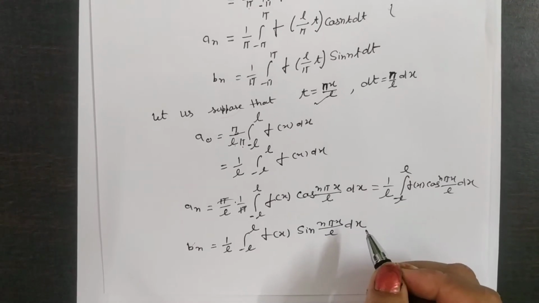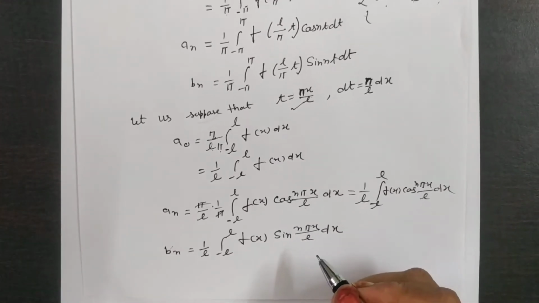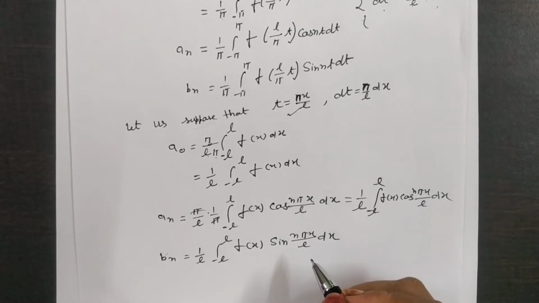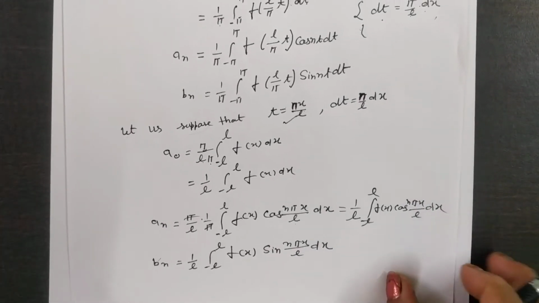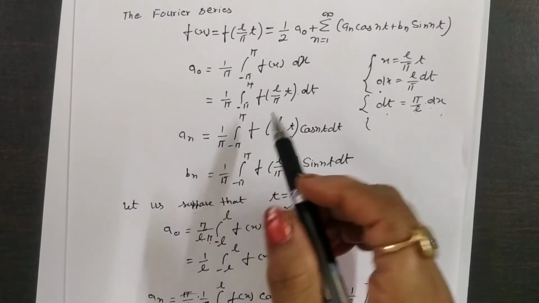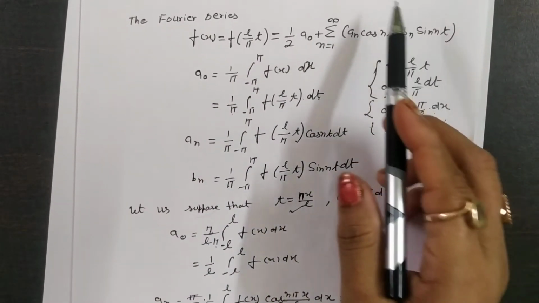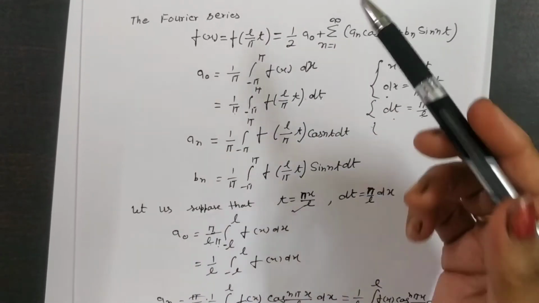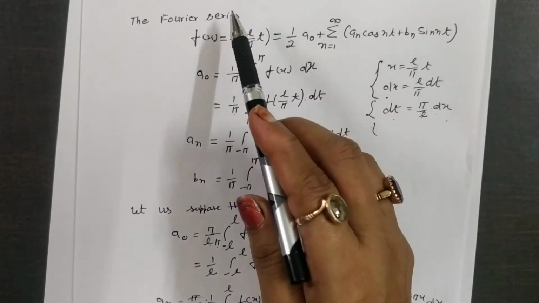Yes, this is the formula for the interval minus L to L. Similarly, you can obtain this formula as you had for minus pi to pi. This is similar to the minus L to L. Here you change the function starting from here. This function you change here.